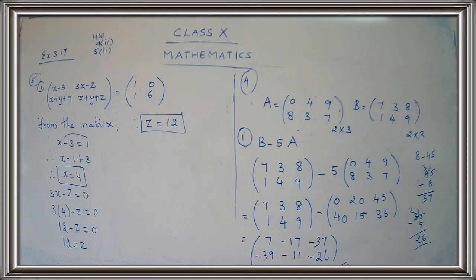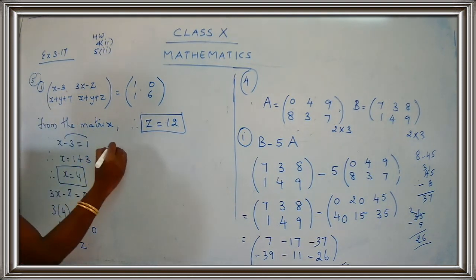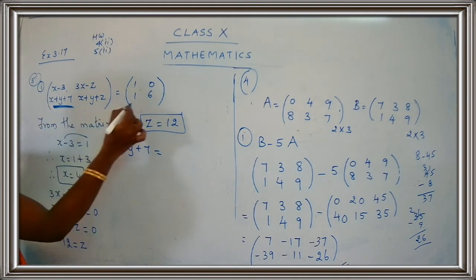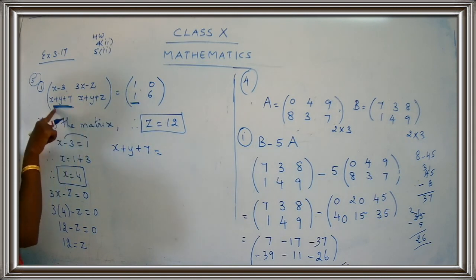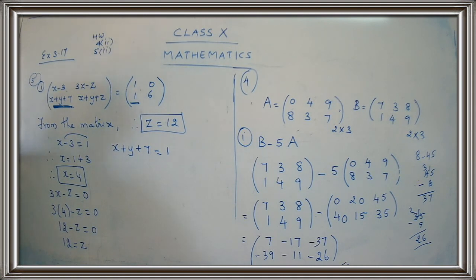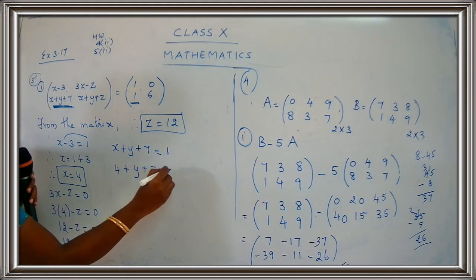Now one more thing is left. Yes, we have to find out the value for y. What are we going to do here? We can use any one of the equations to get the value. I'm going to use the third element over here, that is the second row, first element: x plus y plus 7. This corresponding element is equal to the corresponding element over here. So x plus y plus 7 is equal to 1. We know the value for x, 4. So put here 4 plus y plus 7 is equal to 1.